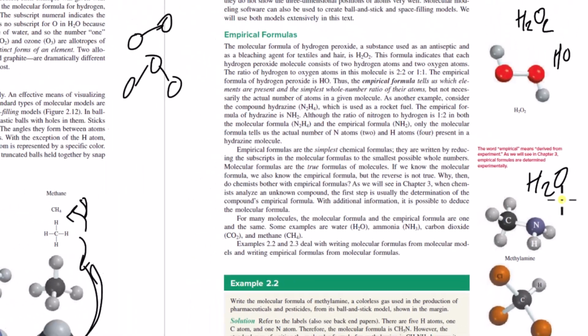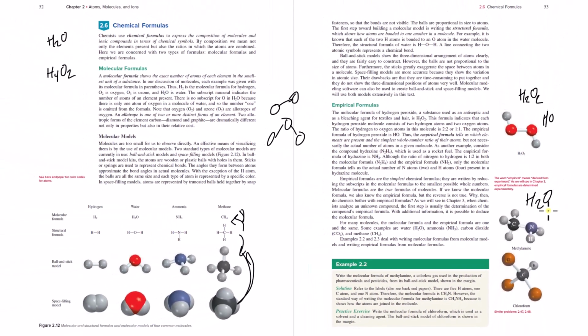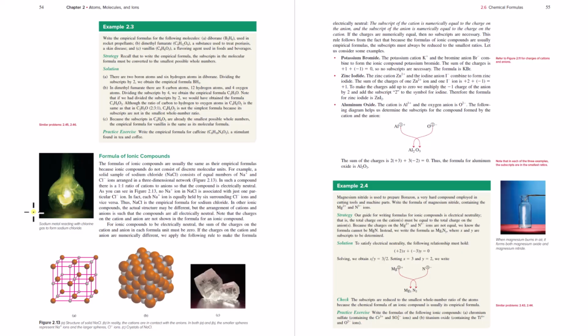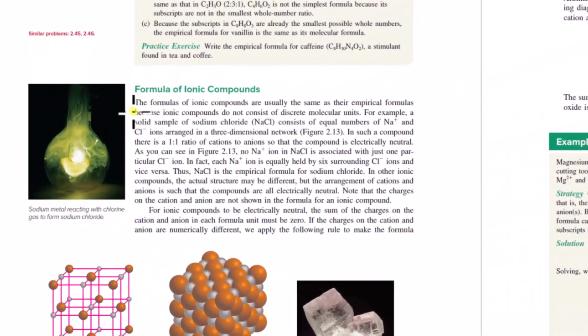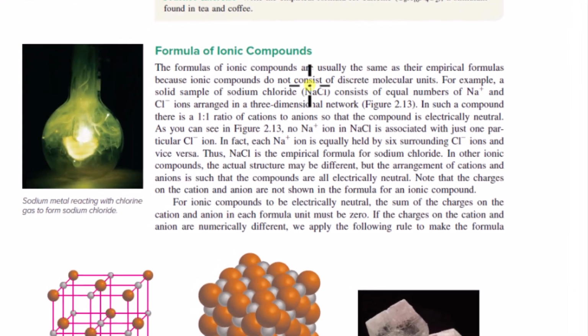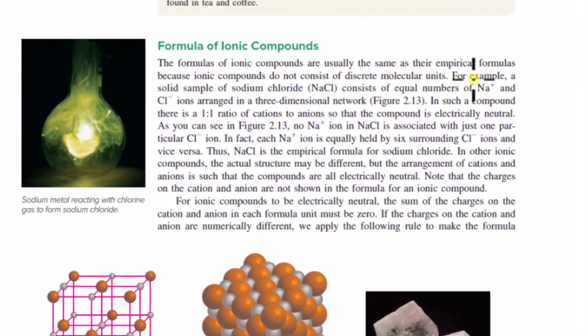This is the empirical formula as well for water. Okay. Formula of ionic compounds. The formulas of ionic compounds are usually the same as their empirical formulas because ionic compounds do not consist of discrete molecular units. Exactly. That's what we just talked about.